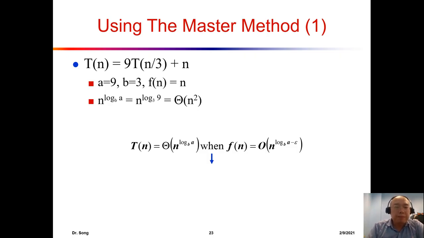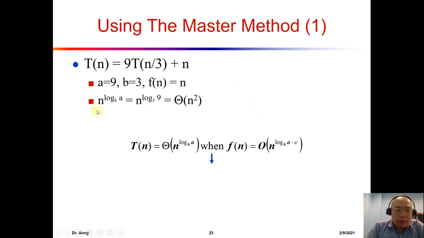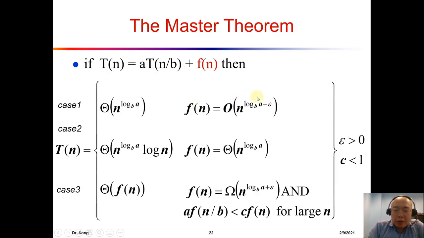Number 1, we have T(n) as 9 T(n/3) plus n. So how do we figure out what case that is? First, we want to grab the a, the b, and the f(n). So a is 9, b is 3, and f(n) is n. Next, how about we grab this part, n to the log_b a. What is n to the log_b a? n to the log_3 9 will give you n squared. So now we have n to the log_b a as n squared, and for f(n), we have n.